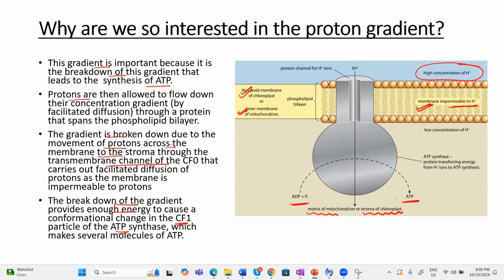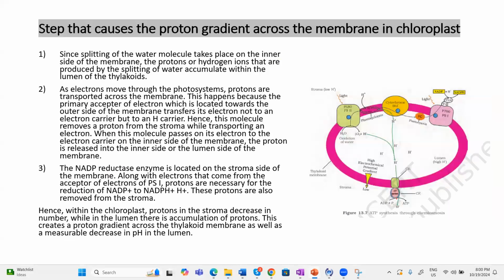Now let us see how chloroplast creates the proton gradient. First of all, analyze the diagram: splitting of the water molecule occurs on the inner side of the thylakoid membrane. Oxygen is liberated and protons are accumulated in the lumen.